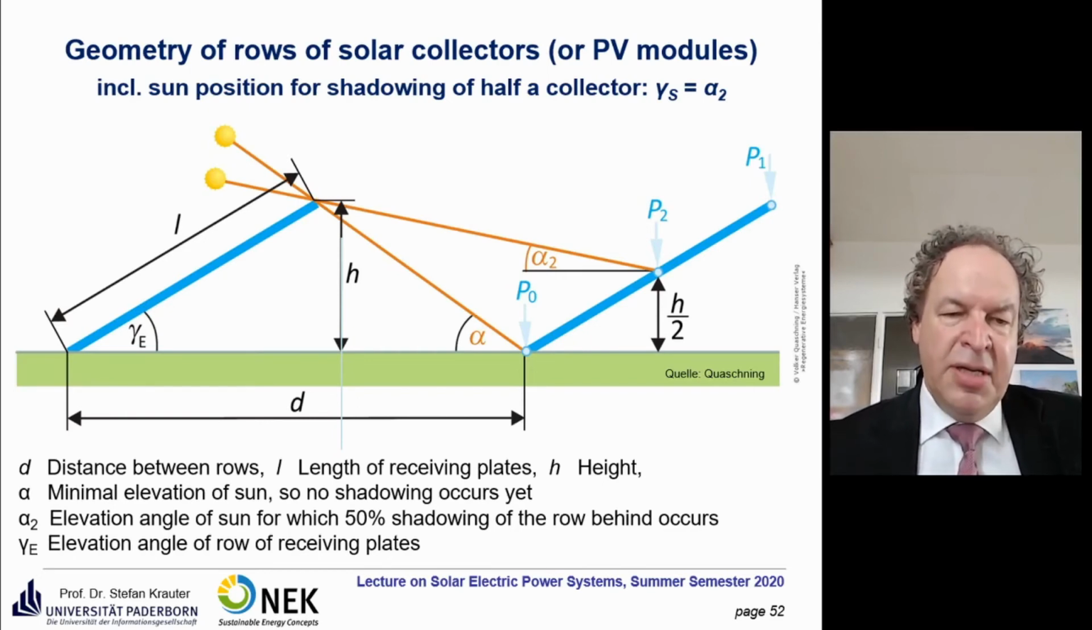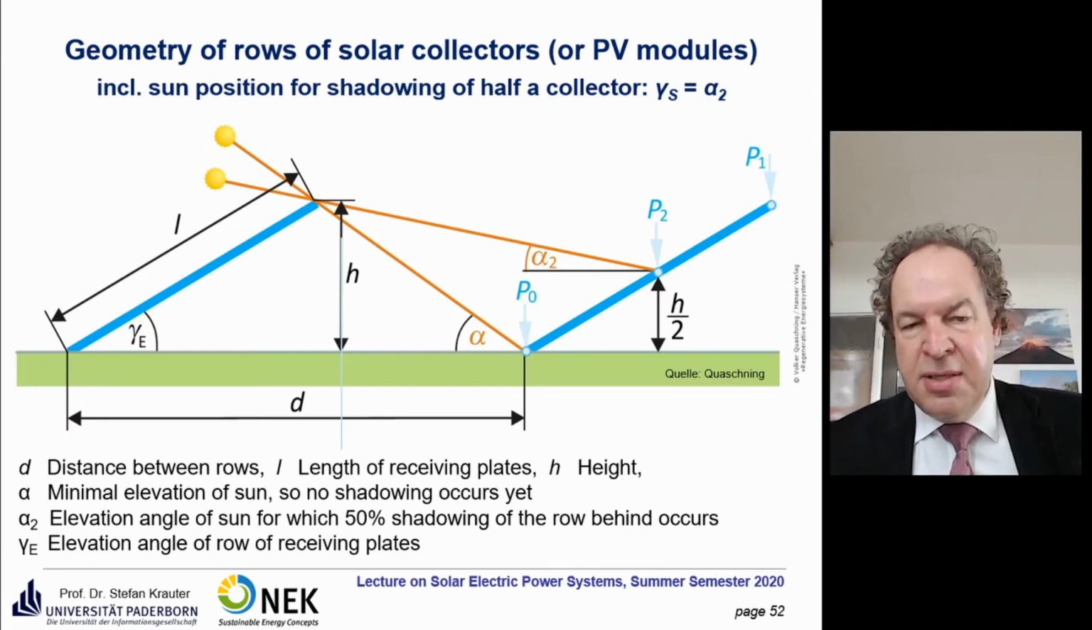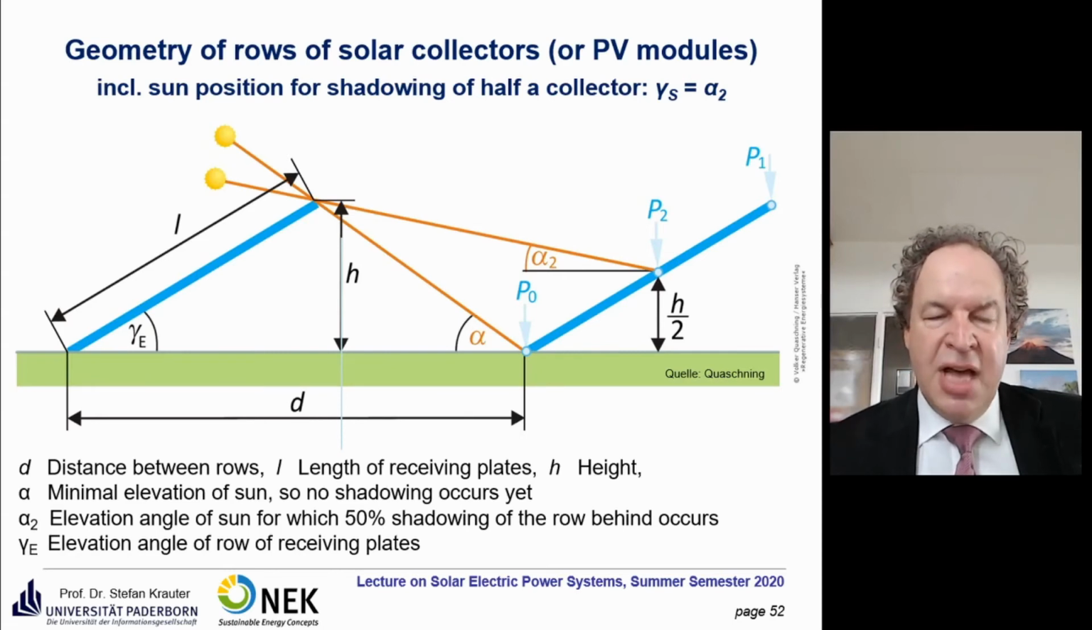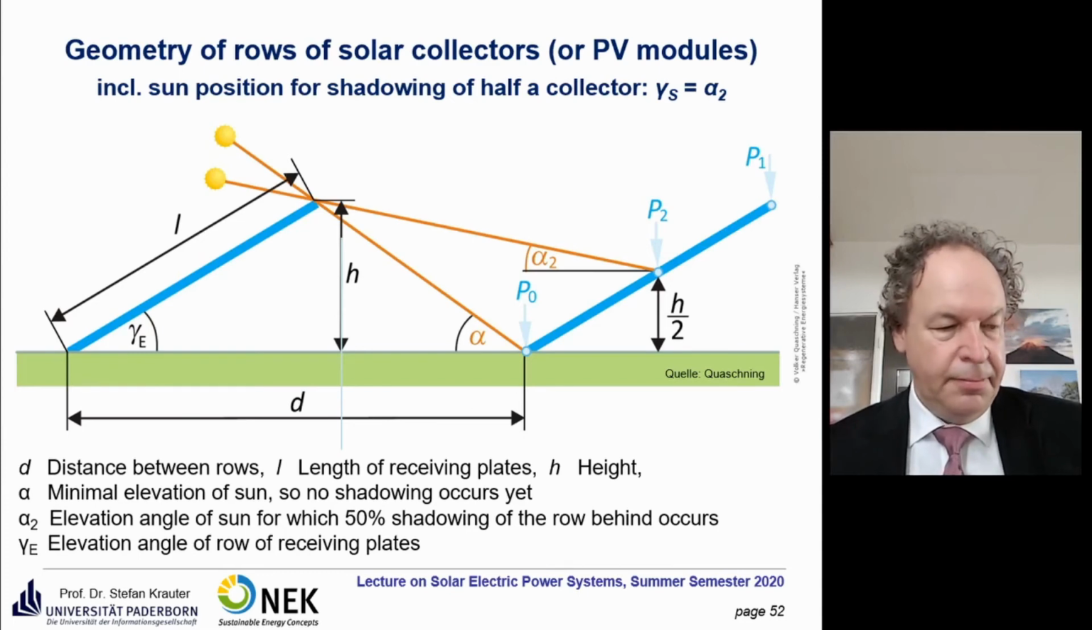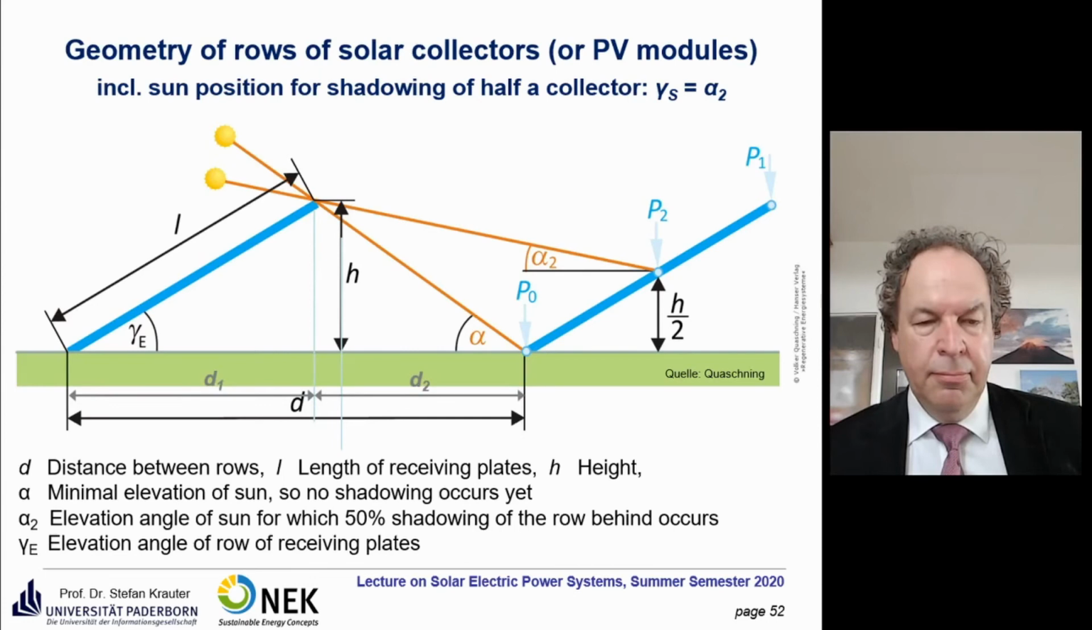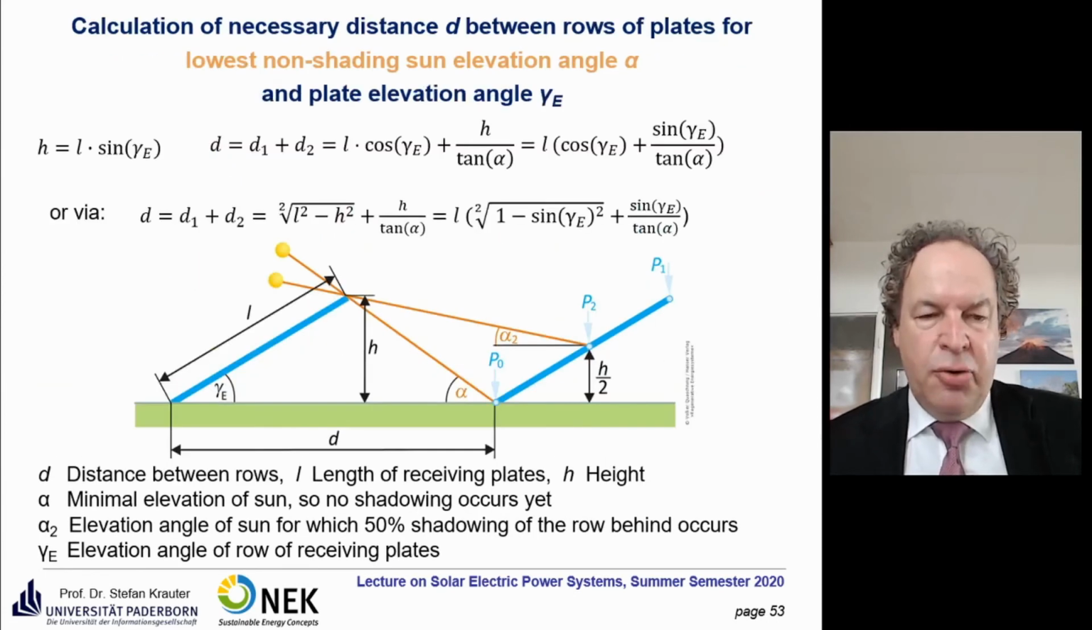For example, in Berlin, on the 21st of December, this elevation angle is 14.1 degrees at midday, and even lower if you consider earlier parts of the day. If you have an adequate distance, then at this time of day there is no shadowing. If the sun is lower than that, there will be shadowing. As mentioned, the alpha 2 already says that 50% of the area of the second row is already shadowed. So this is according to formulas.